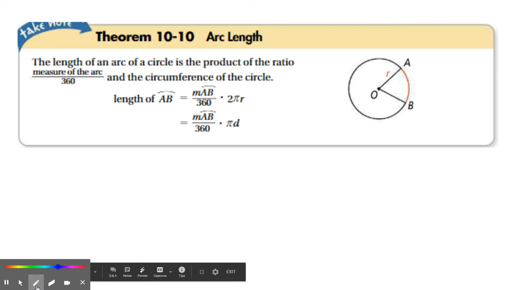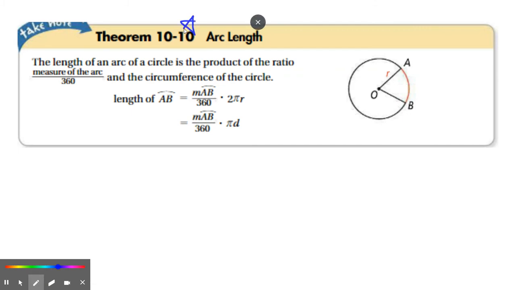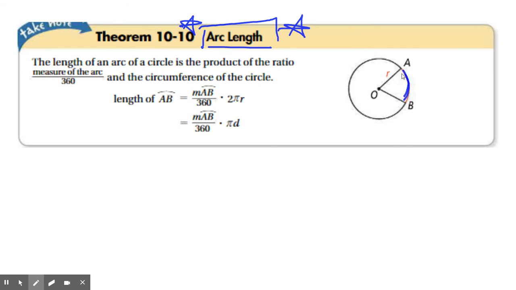And now the main event. Star it up like no other. Save the best for last, arc length. So say I want to find the length of this arc AB, right? So when I'm saying length, I mean the actual distance I would walk on this arc. So it could be in inches, it could be in feet, right? The length.